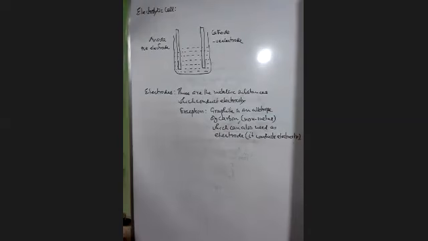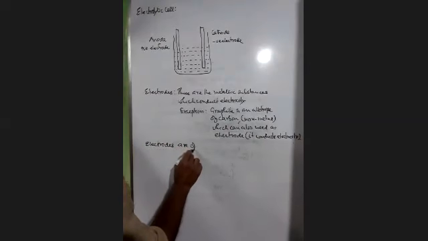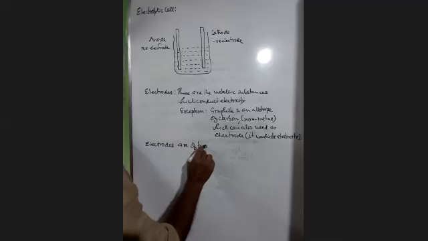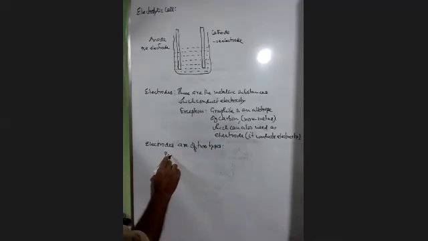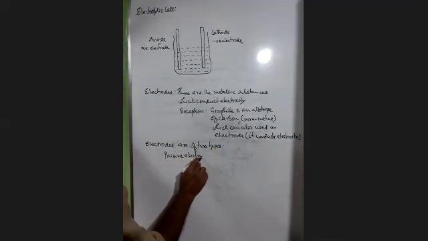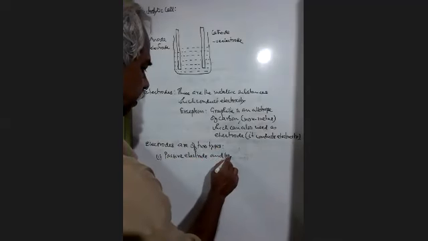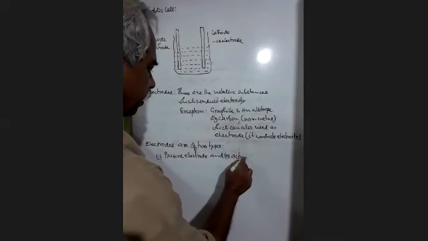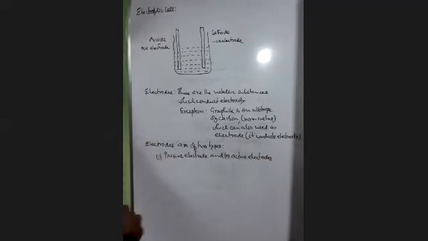Electrodes are of two types. In your book, this is not being mentioned. Electrodes are of passive electrode and active electrodes. Now, what is the passive electrode?